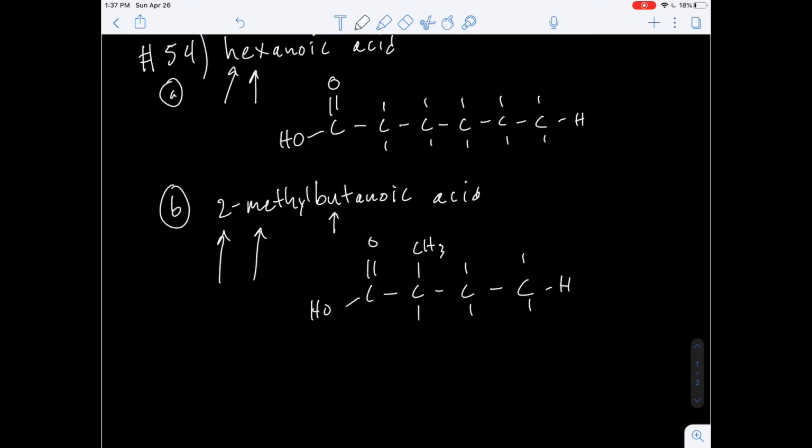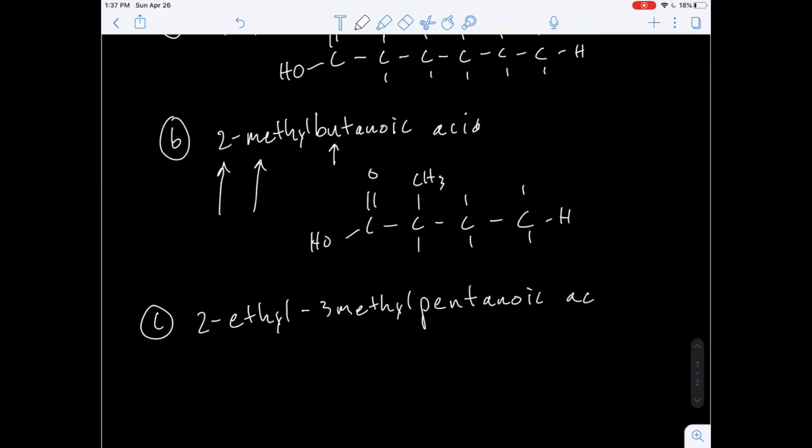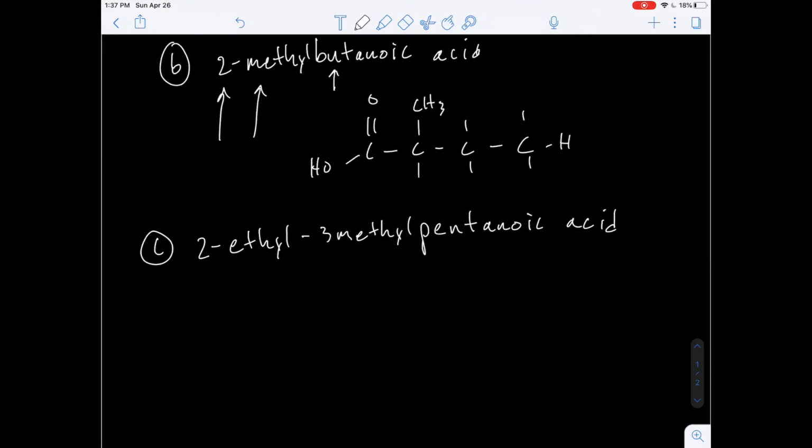And C says 2-ethyl, 3-methyl, so these are just the substituents, and then the parent chain is a pentanoic acid. So a carboxylic acid that's part of a 5 carbon chain. So let's draw the carboxylic acid functional group. And we need 1, 2, 3, 4, 5.